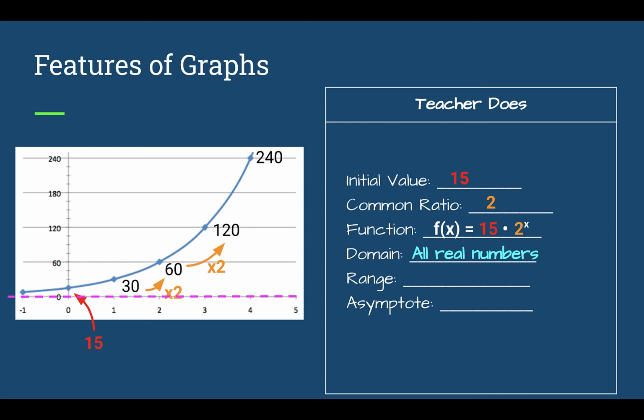It's getting closer and closer to 0, but it's not going to go negative because just dividing by a positive number can't make it go negative. So our asymptote would be y equals 0. And then where is our graph? The graph is above that line. So our range must be y is greater than 0. And there's all of our features that we can tell from this graph.